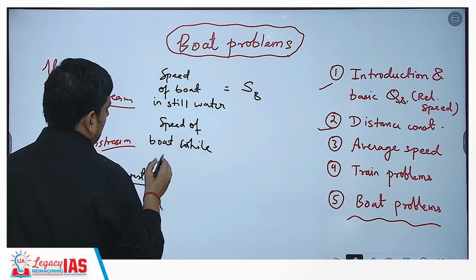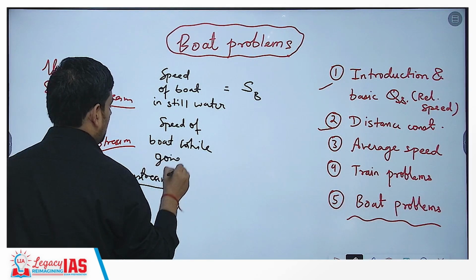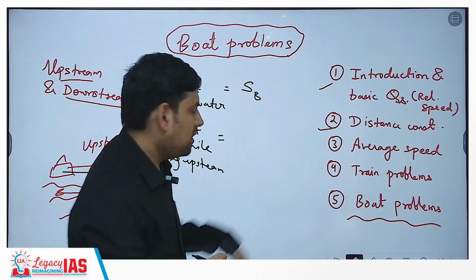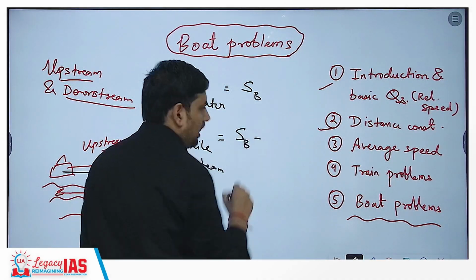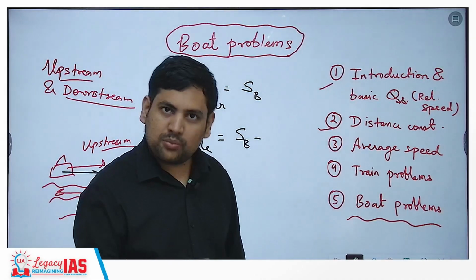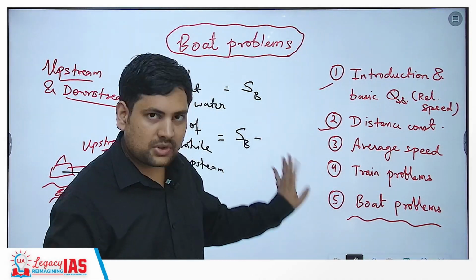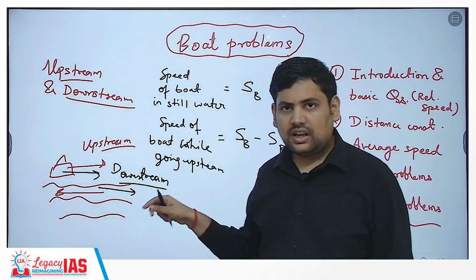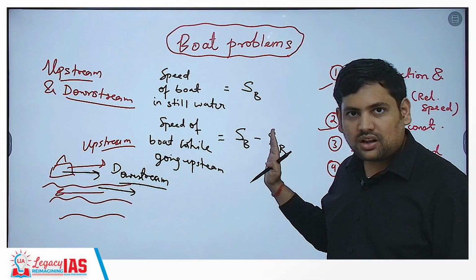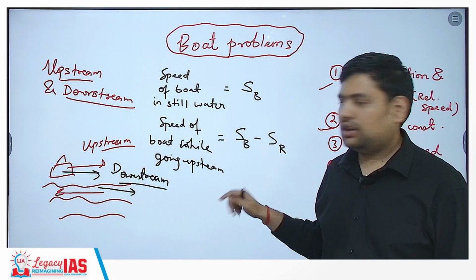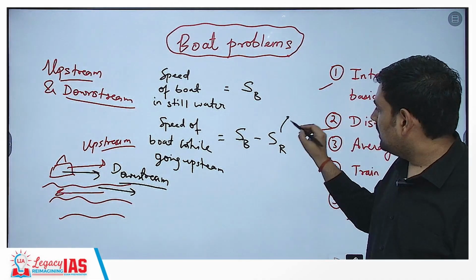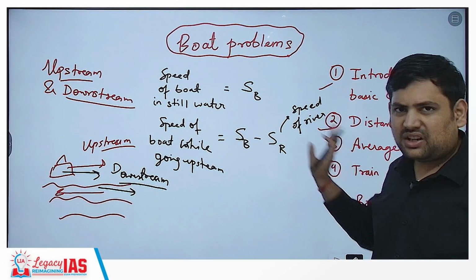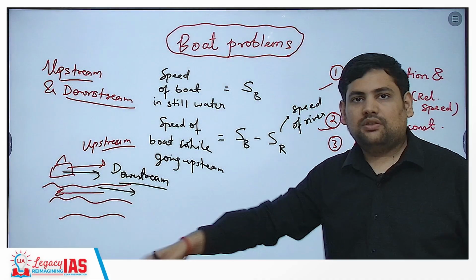Now, speed of boat while going upstream. If the boat is going upstream, whatever is the speed of boat, upstream means the river is opposing the motion. So you will have to subtract the speed of river from it, as we did in relative speeds. So this is speed of boat minus speed of river or stream or whatever is given. Basically, the medium which is flowing at what speed.